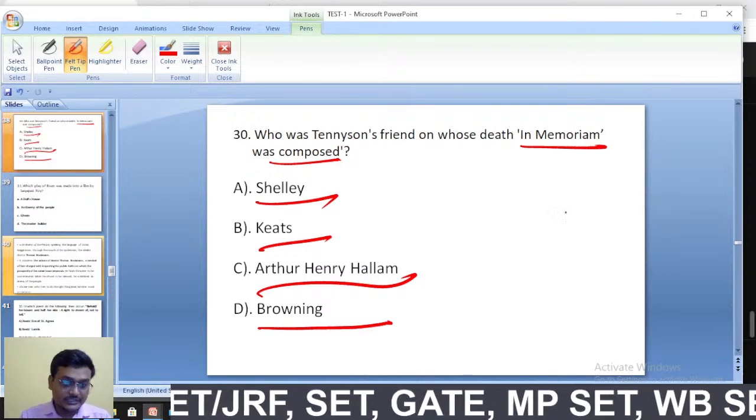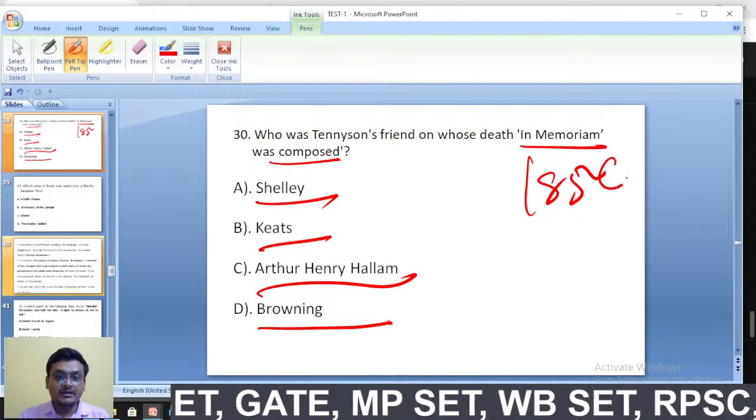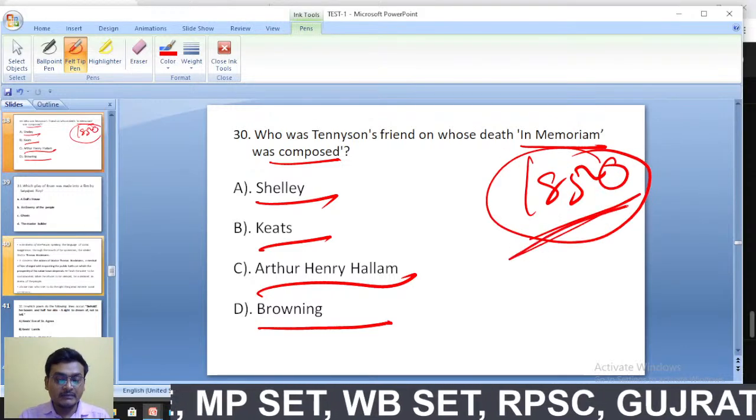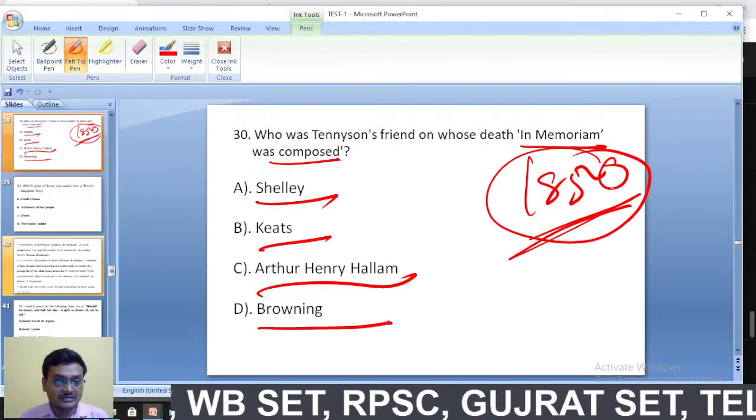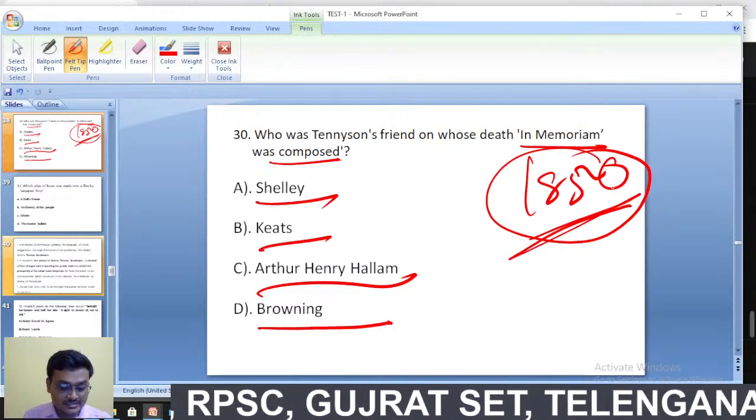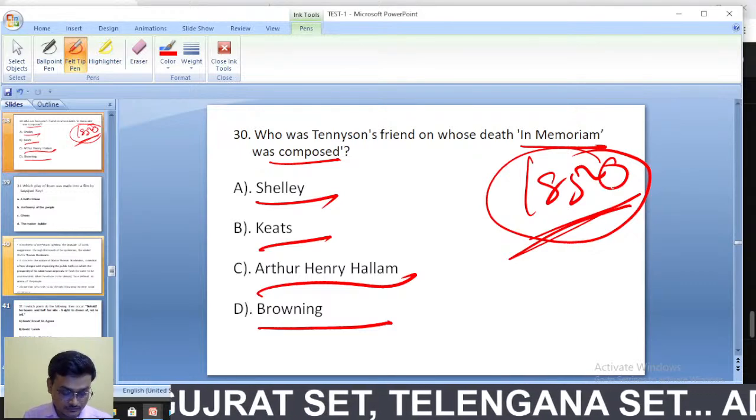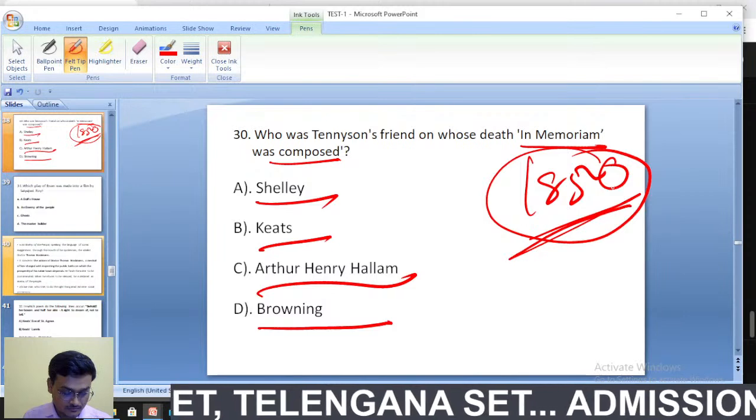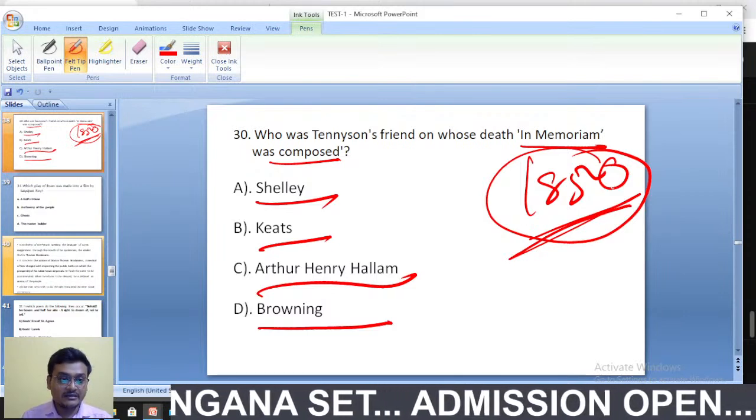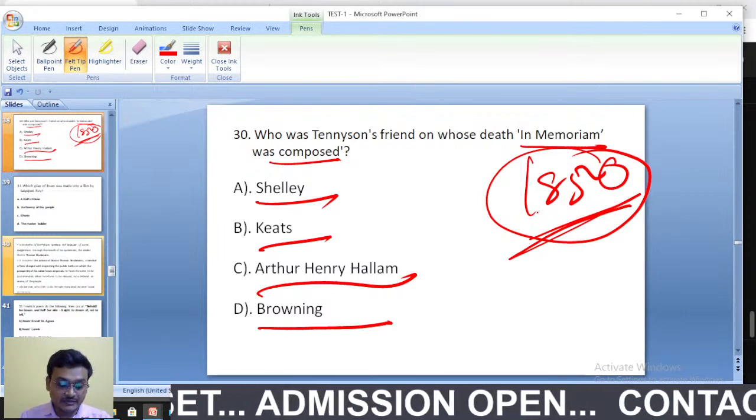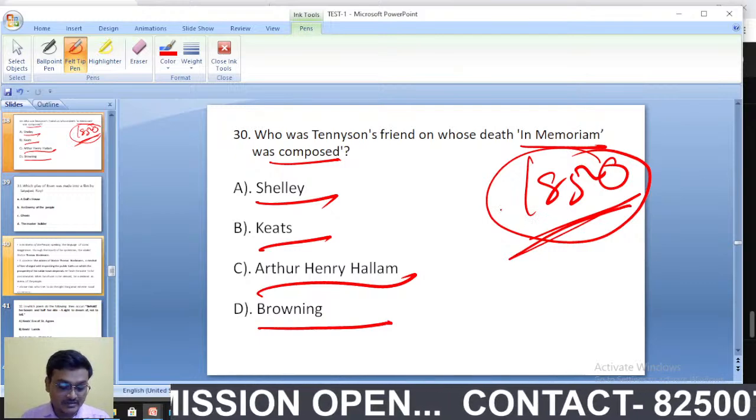In Memoriam was published in 1850. Everyone write Arthur Henry Hallam. Arthur Henry Hallam is the answer. And this was written in iambic tetrameter. This was written in iambic tetrameter.